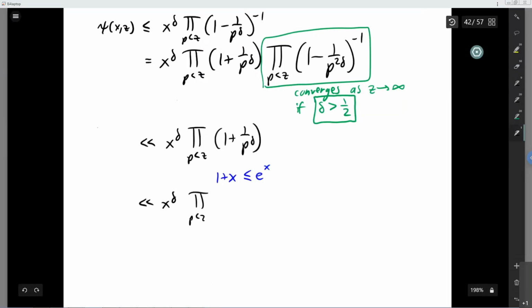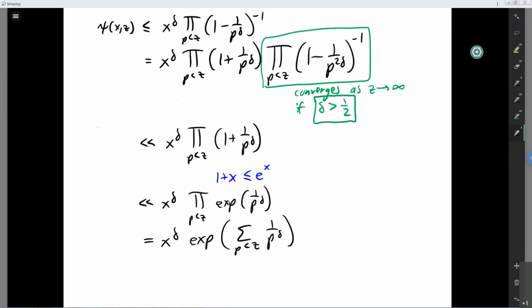this is bounded above by the product of the exponential of 1 over p to the delta. Products of exponential functions obey very nice rules. This is bounded above by x to the delta times the exponential of the sum of p less than z of 1 over p to the delta.